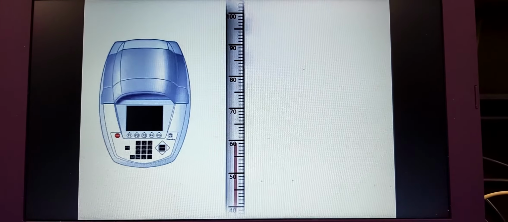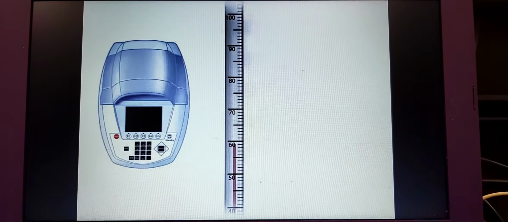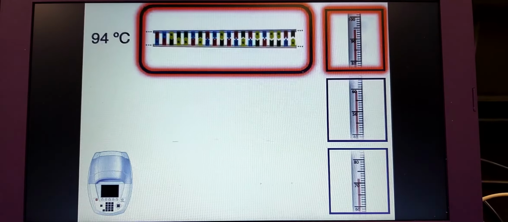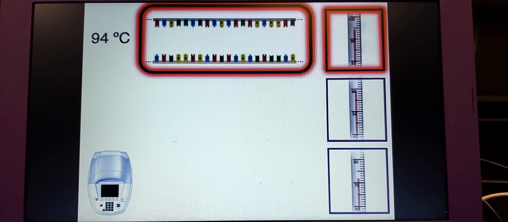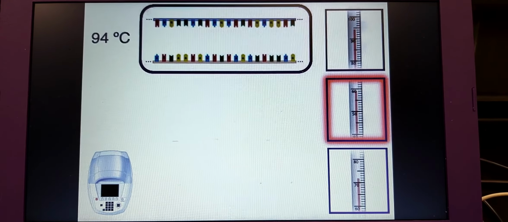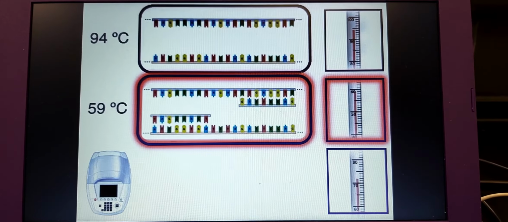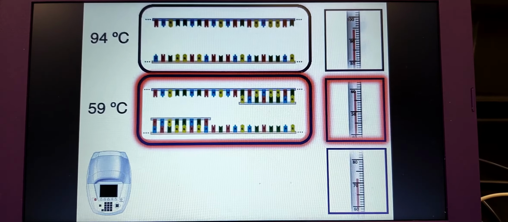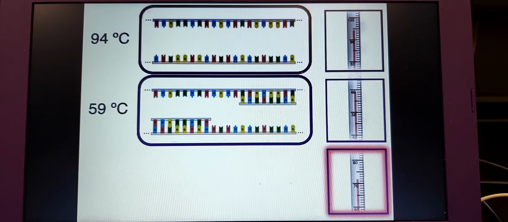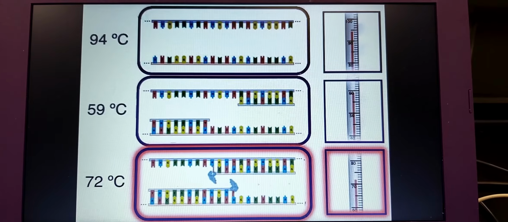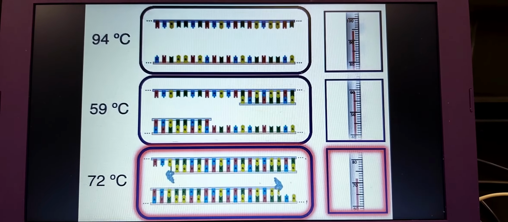PCR involves repetitive heating and cooling cycles in a thermal cycler, a machine that tightly controls the temperature of PCR reaction tubes. Heating the sample to 94 degrees causes DNA strands to denature and separate. Rapid cooling to between 45 and 65 degrees allows primers to anneal to the separated DNA strands. Finally, reheating to 72 degrees allows the Taq polymerase enzyme to extend the primers and complete duplication of the target region.